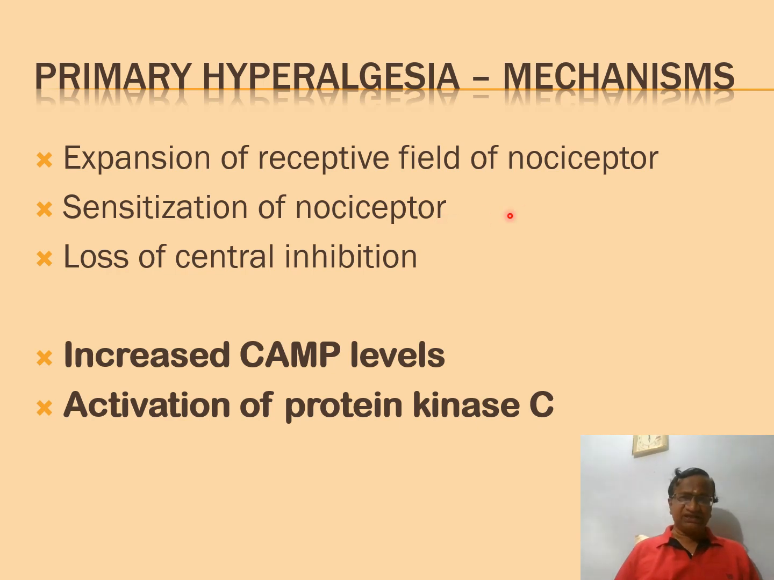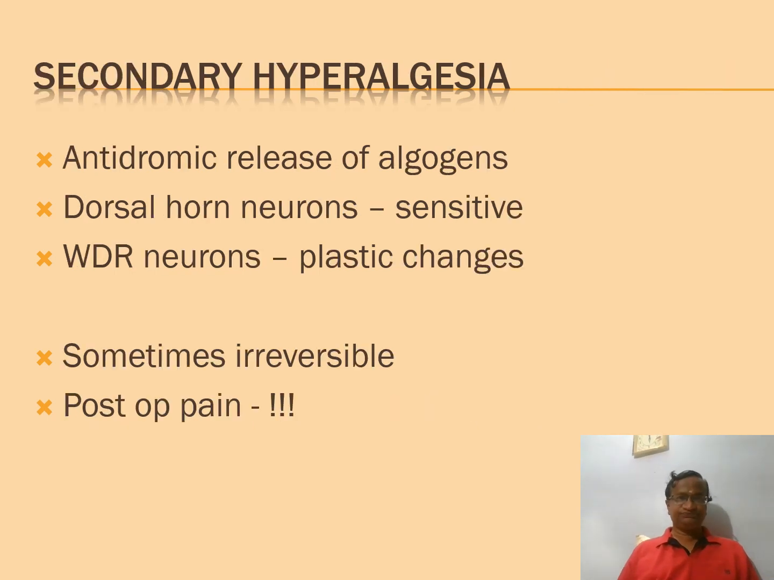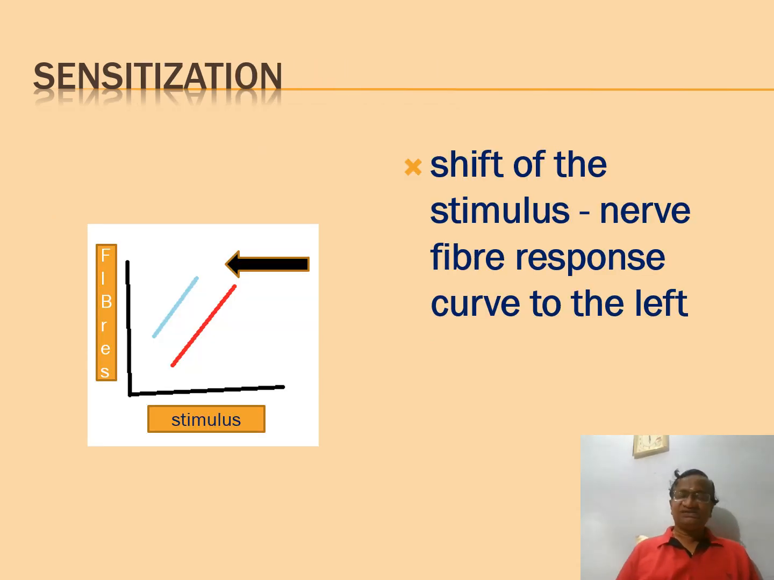In primary hyperalgesia, there are so many mechanisms. cAMP levels and PKCs have been explained. Antidromic release of algogens. Dorsal horn neurons become sensitive. Wide dynamic range neurons, WDR neurons. There are some plastic changes. Sometimes they are irreversible.